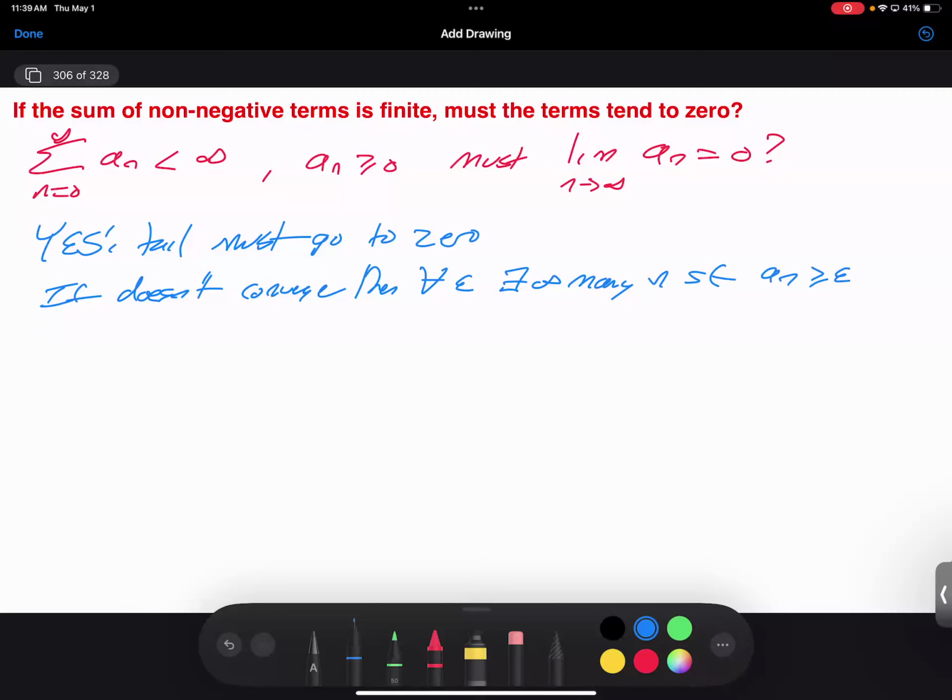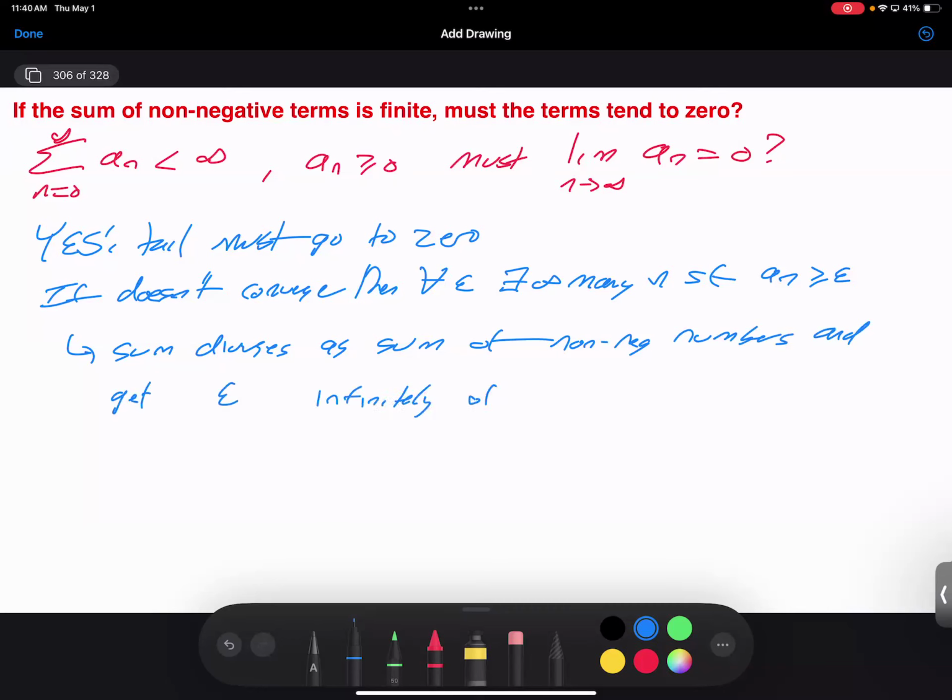if the sum of the a_n is finite, this is basically saying the sum converges. The other way of looking at it is we would get infinitely many epsilon boosts, so the sum would diverge, as a sum of non-negative numbers that gets epsilon infinitely often. So it's not too bad to get that the terms have to go to 0.